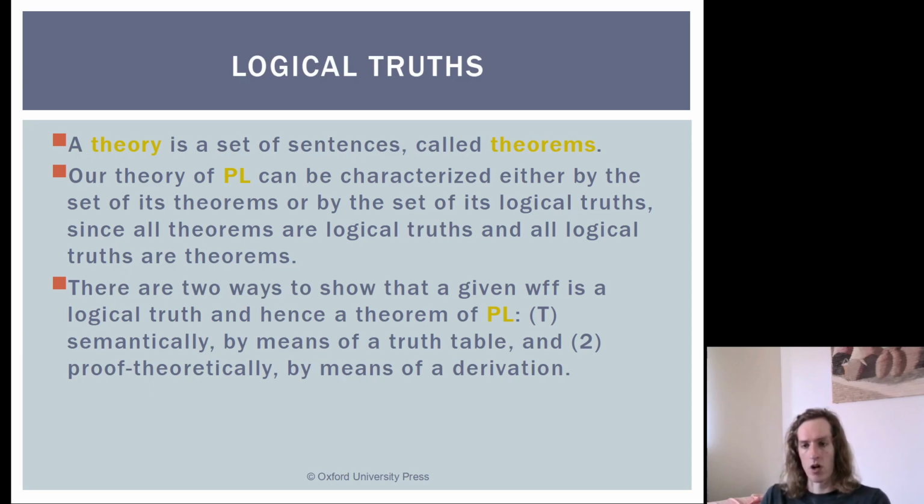There are two ways to show that a given well-formed formula is a logical truth and hence a theorem of propositional logic. One, semantically by means of the truth table, which you all know how to do. Something will be a logical truth if the major operator for some expression is true in every single row. It's impossible for it to be false. And two, proof theoretically by means of a derivation. And that's what we're going to be talking about here.